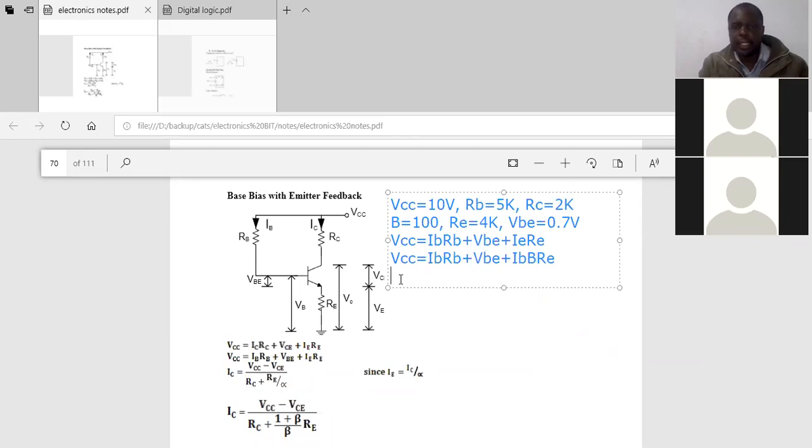And in that case, then your IB from here becomes what? VCC minus VBE, all that we divide by RB plus RE, and that should be in brackets. So like this.